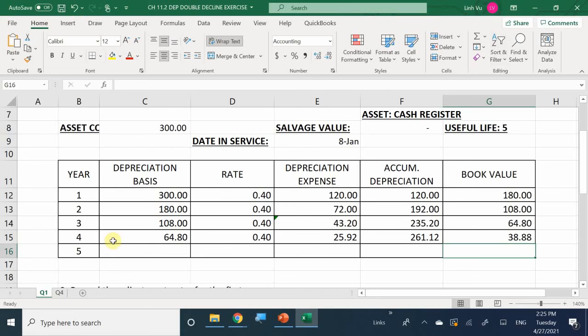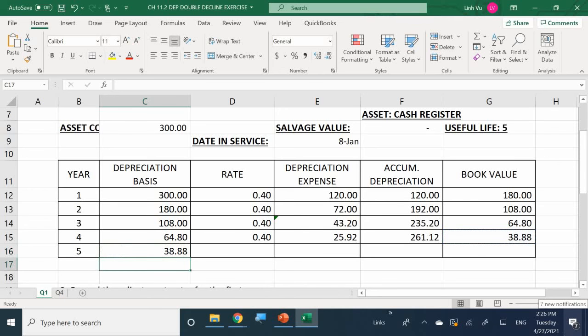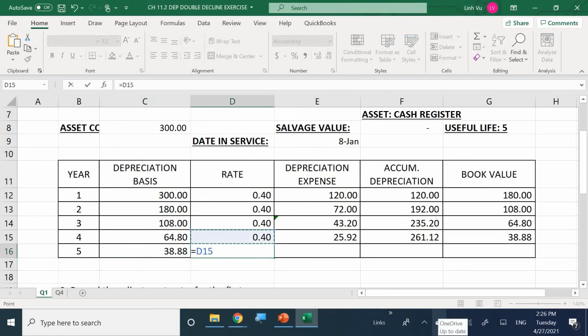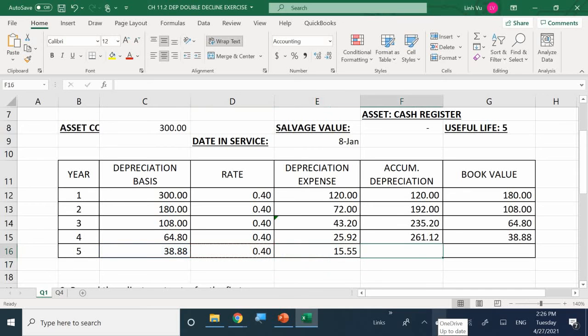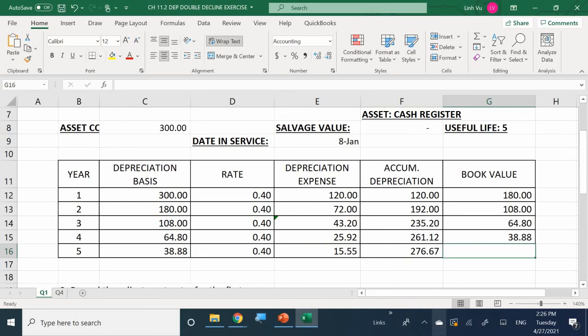So now my depreciation basis for year 5 is going to be my $38.88. Now let's go ahead and do 40% of that. What's 40% of that? $15.55. So what's my accumulated depreciation for that year then? $276.67. And lastly, what is going to be my book value? $23.33.